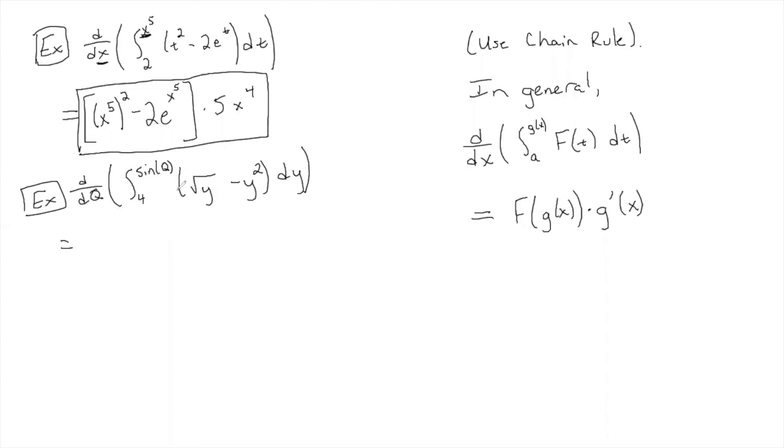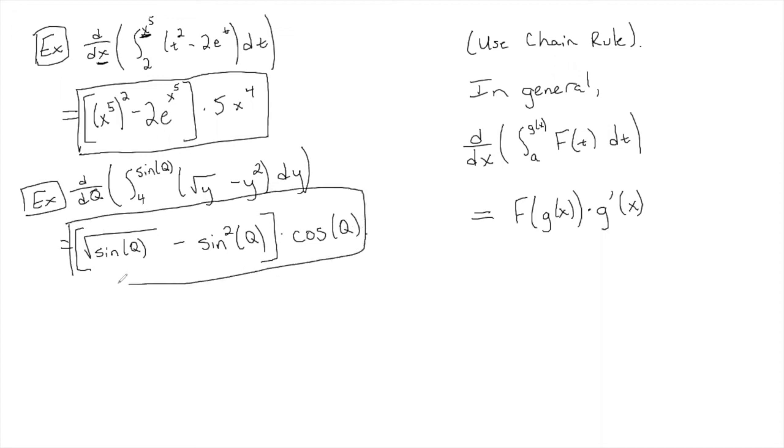I take the integrand and I plug in the top bound. Minus sine squared of q. Okay, I have this, but I have to remember to multiply by the derivative of sine of q, which is just cosine of q. And there you have it.